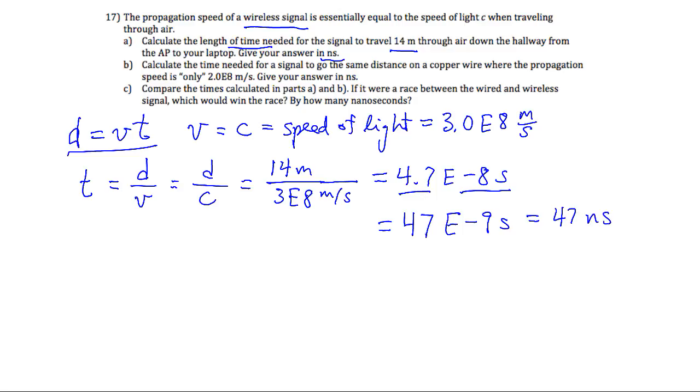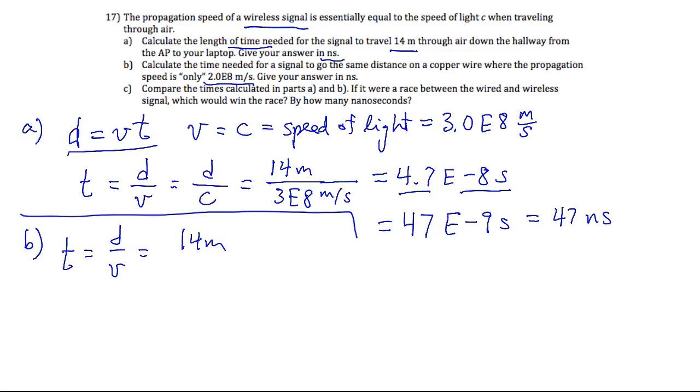Okay, that's part A. And once you figure that out, part B is essentially just the same with different numbers. T is D over C. Oh, I'm sorry. Now we use a different velocity, V, and we're going to plug in 14 meters. So our new velocity is 2 times 10 to the 8th meters per second. And we don't label that as c because c is reserved for the speed of light.